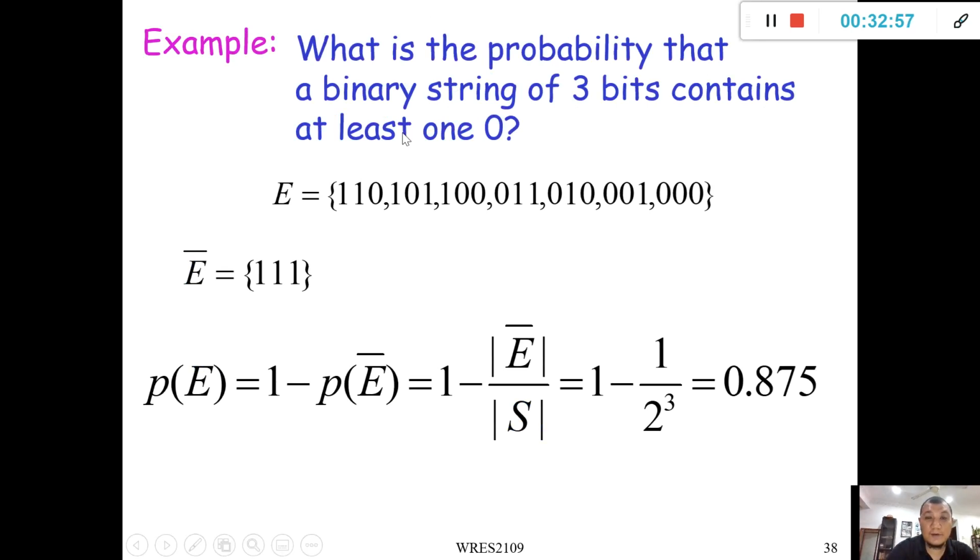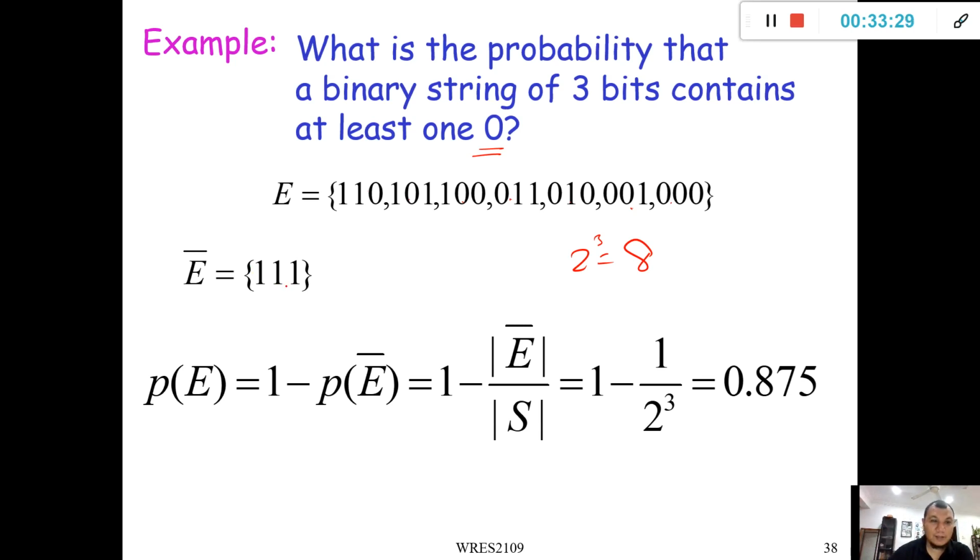What is the probability that a binary string of 3 bits contains at least one 0? You have 3 bits, so 2 to the power of 3, the sample size is 8. Binary strings containing at least one 0: 1 1 0, 1 0 1, and so on. You have 1, 2, 3, 4, 5, 6, 7. And then the only one excluded is 1 1 1.